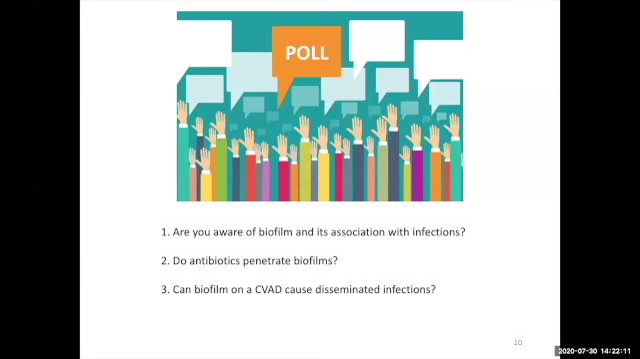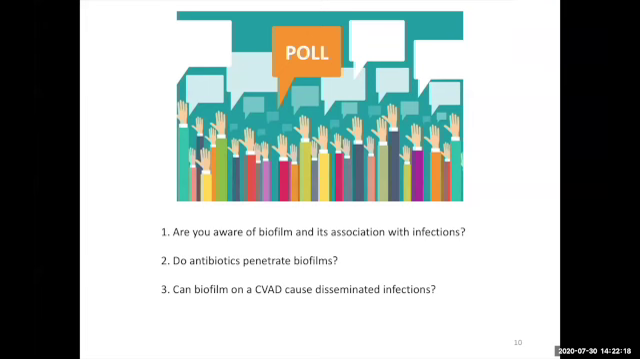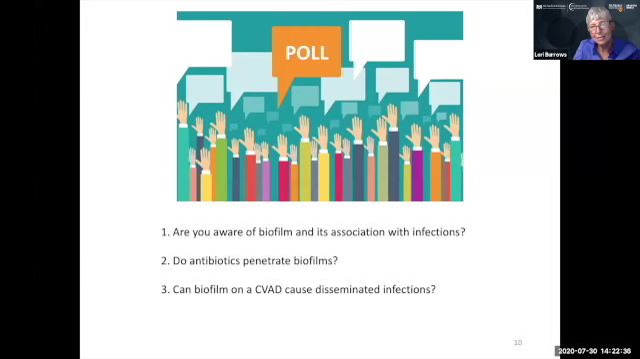I'm sure there would be a different response if there was a maybe. Let's see here, poll number 3. So the third question on the slide. Can biofilm on a central venous access device cause disseminated infections? Yes or no? Excellent. That is true. I did sort of give that one away though by telling you about heart valves and vegetations.